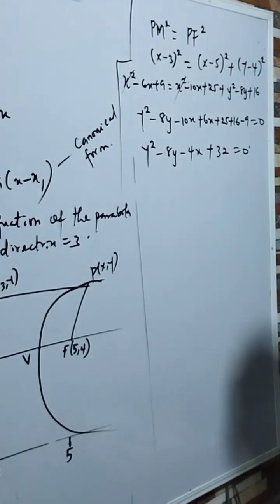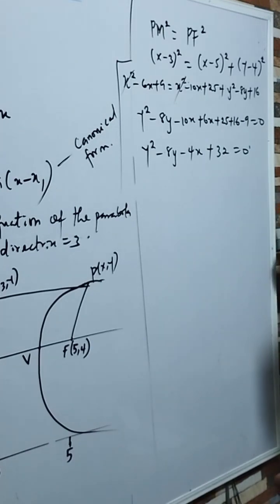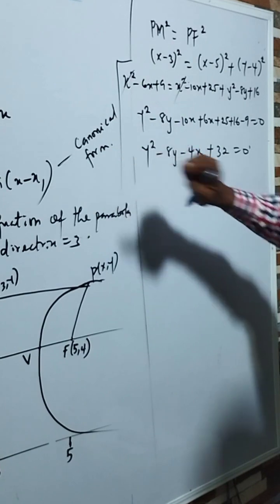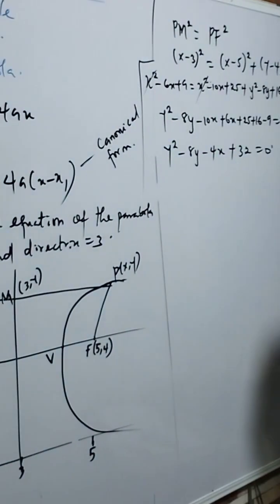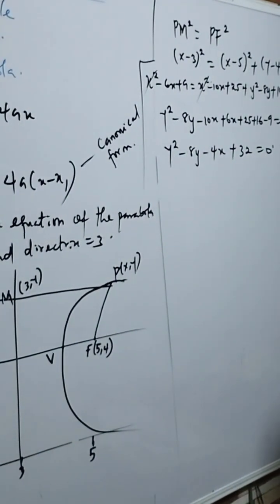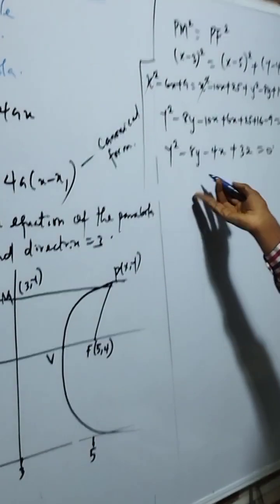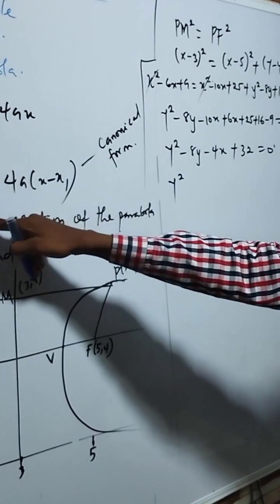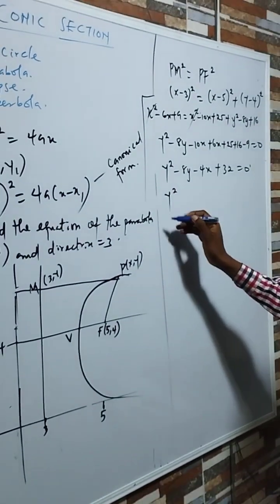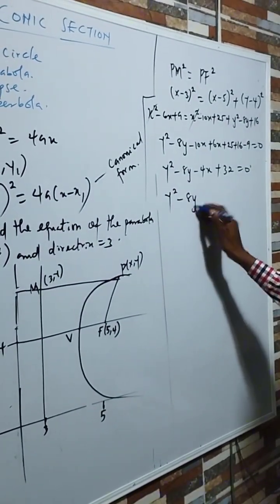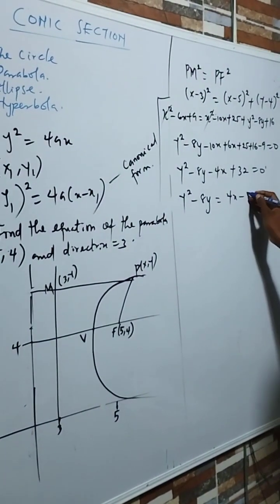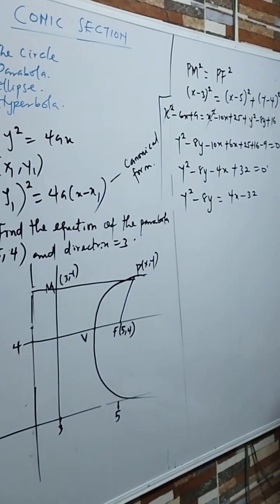So remember, this is now the equation, but we want to leave it in the canonical form. Always leave your question in this form. So leaving it in this form, we have to do a little bit of mathematics, which is what we are familiar with. I want my y separate and my x separate. So y square minus 8y equals 4x minus 32.